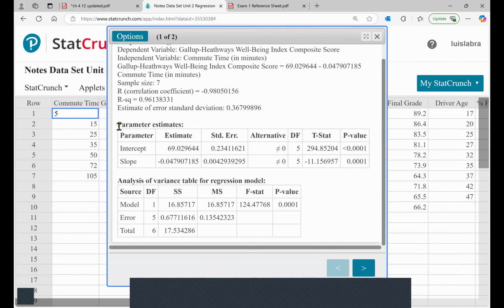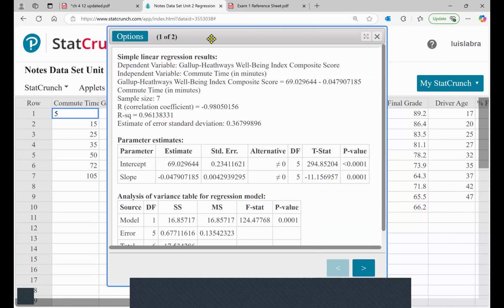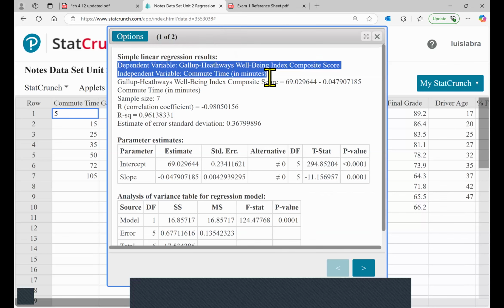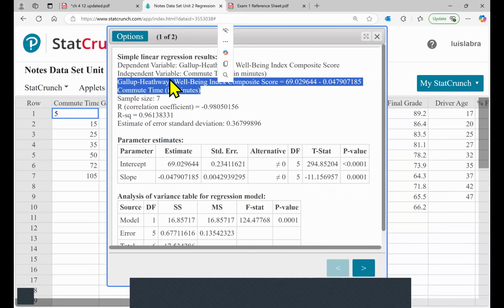So you aren't really worried about all of these tables down here. What you want to note is that there is an equation. So first we have the results. They're telling you what the x and the y variable are. And then they give you the equation. So here is the equation. Notice it says that well-being score equals 69.0296 minus 0.0479 times commute time. So this is your equation.